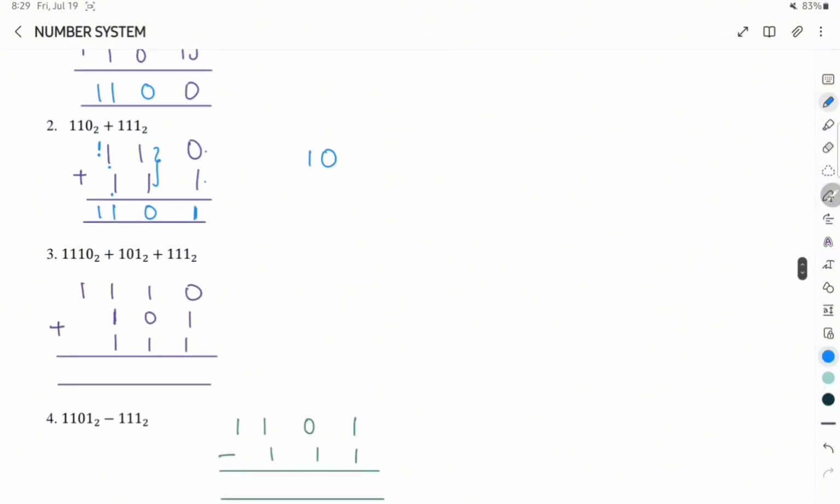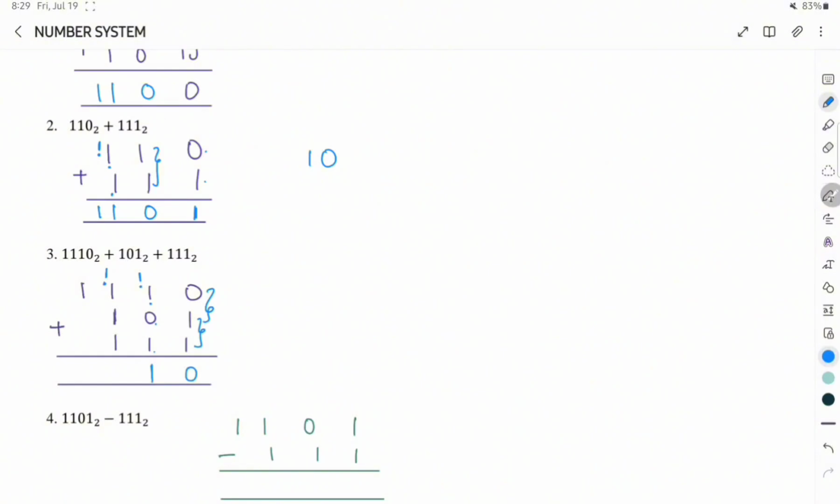Then lastly, 0 plus 1 is 1. Then 1 plus 1 is 10. We write 0, we keep 1. Now, this 1 plus this 1, that's 10, right? 10 plus 0 is still 10. Now, 10 plus 1 is 11. We write 1 and we keep 1.